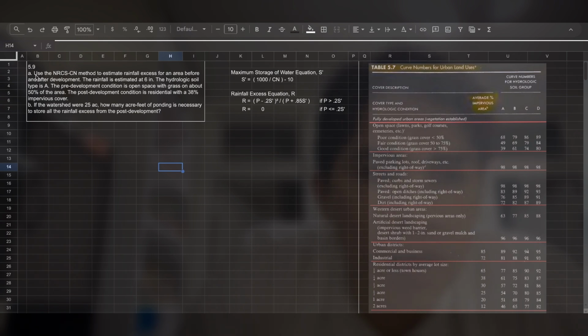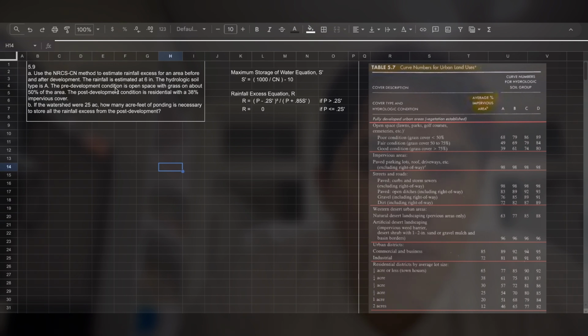Okay, so in this problem we got two parts, A and B. Part A says, use the NRCS curve number method to estimate rainfall excess for an area before and after development. The rainfall is estimated at 6 inches. So they're giving us the precipitation is 6 inches. The hydrologic soil type is A.